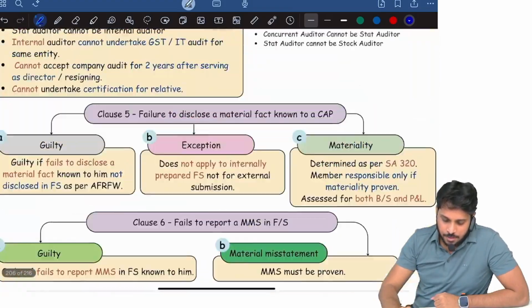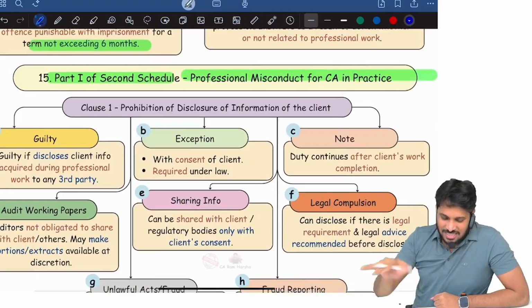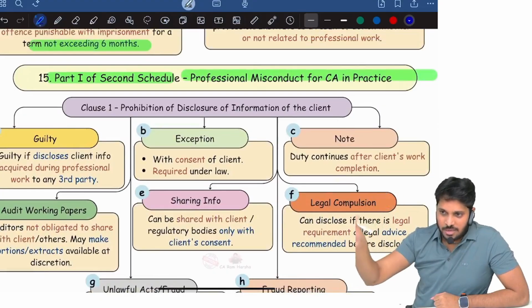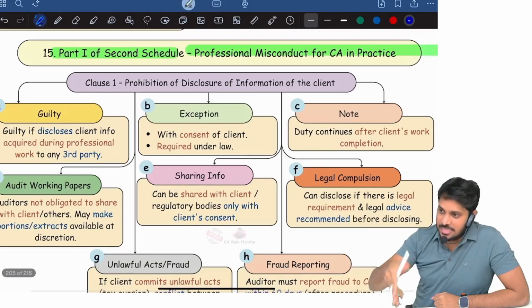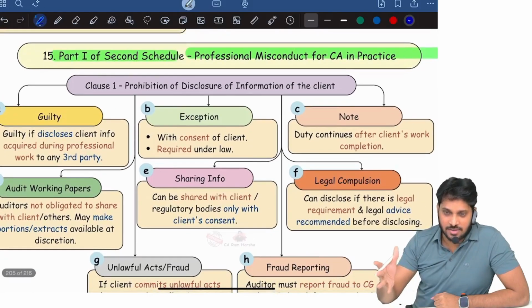Next, ethics is basically an easy topic. I don't know why people are obsessed with ethics. That's an easy topic. Standards is where the entire shivering will start.